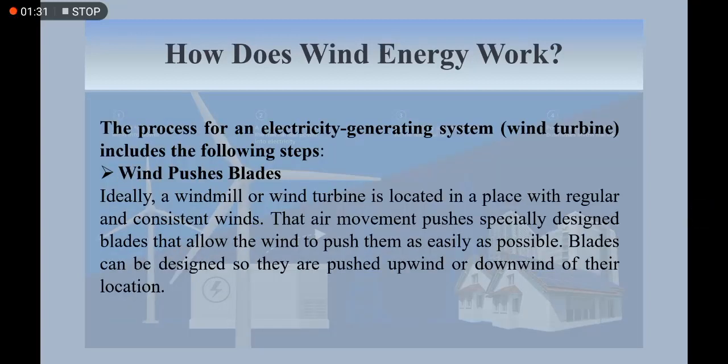Then there are four major steps in this process of generating electricity from a wind turbine. The first step is wind pushes the blades, in which the wind turbine is located in a place with regular and consistent wind. That air movement pushes specially designed blades that allow the wind to push them as easily as possible. Blades can be designed so they are pushed upwind or downwind of their location.